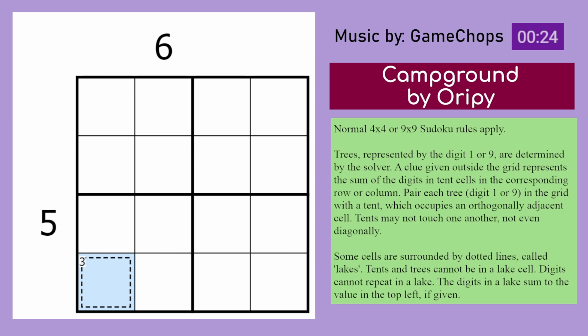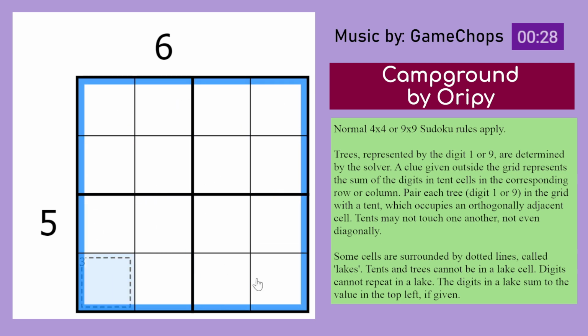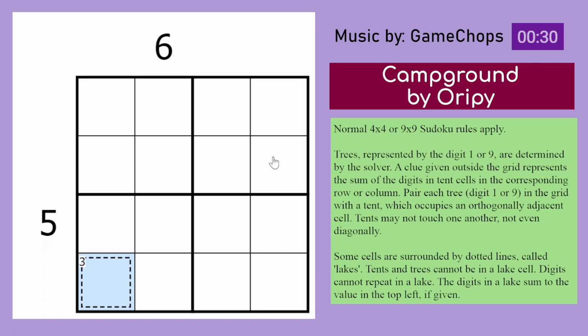Alright. So trees in this puzzle are represented by the 1. In the 9x9, they're represented by 9. But in this puzzle, they're represented by a 1. Trees are represented by digit 1, and have to be determined by the solver. So I need to determine where the 1s are, which is normal for regular Sudoku as well. These are trees. A clue given outside the grid represents the sum of the tenth cells in its row or column.